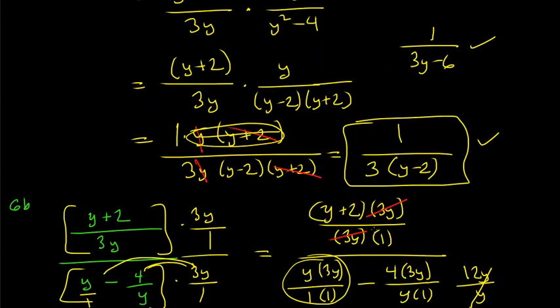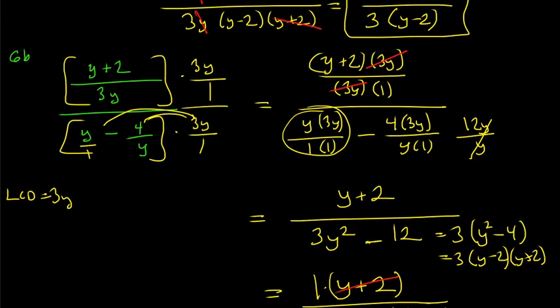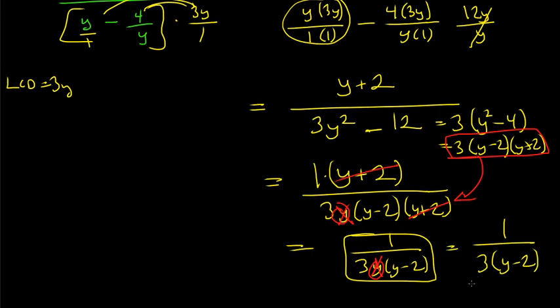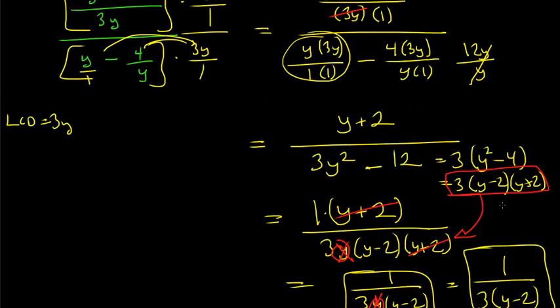But I'm missing a y here, aren't I? Why did I not get the same answer? Where did this y come from? There's no y here. I don't know why I put it there. This was our denominator. So, okay, I accidentally inserted a y. So the correct answer is 1 over 3 times y minus 2, not 3y times y minus 2. Okay, so that is the same answer as before.